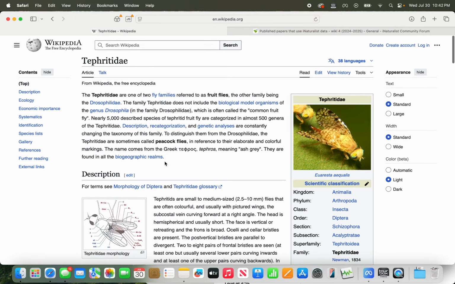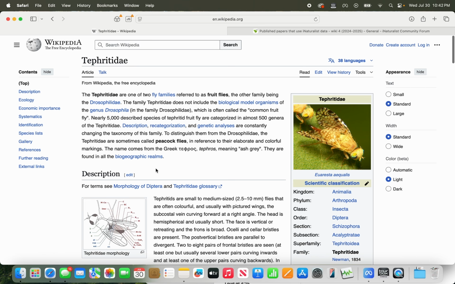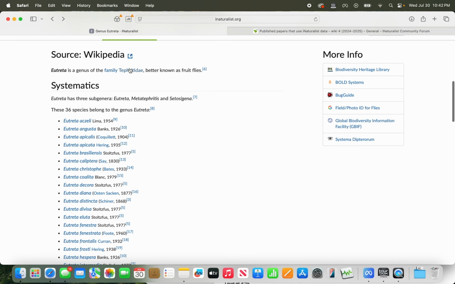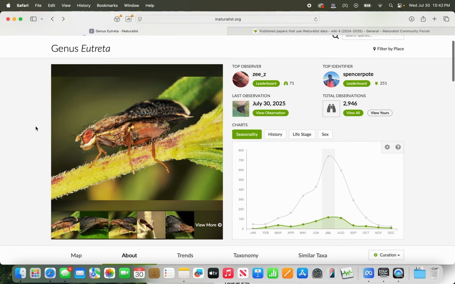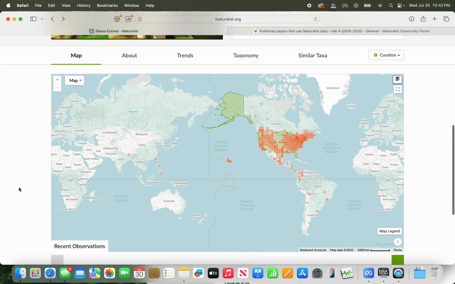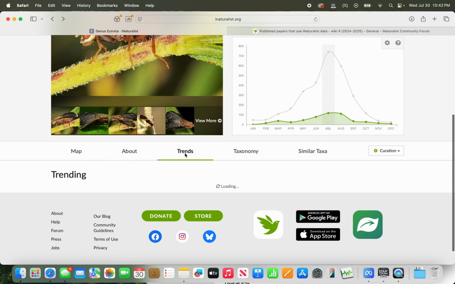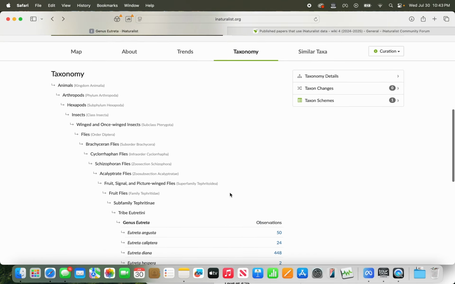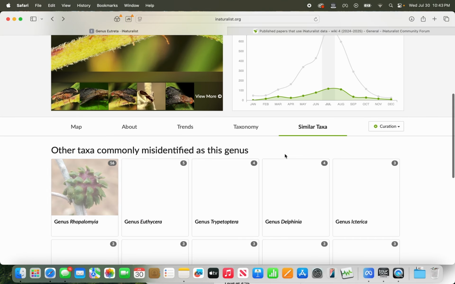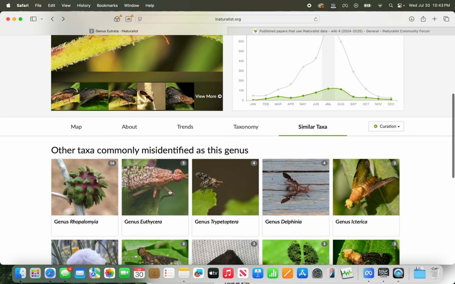has a full wiki page, so I can start reading about and learning about at least the family to which this particular species belongs. So this gets me started, and you can also pull up the distribution map right away. Trends: what are the most observed taxa in the last month? So what else is flying right now that is within the genus? A taxonomical tree, and similar taxa to help you with your identification.